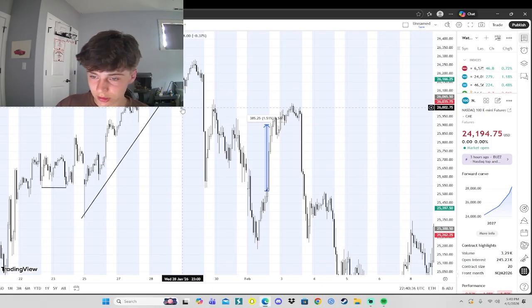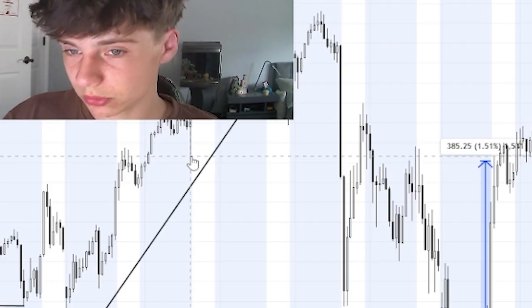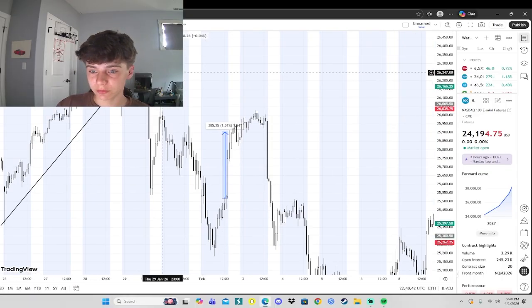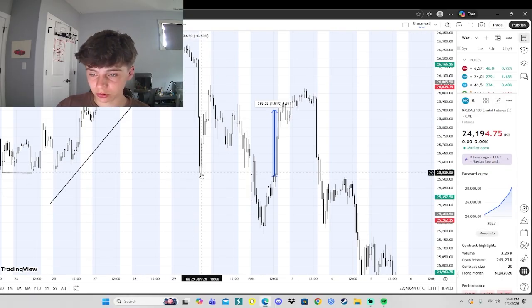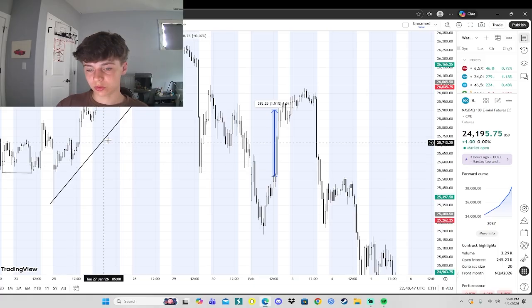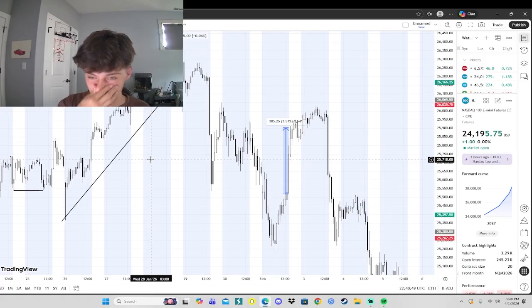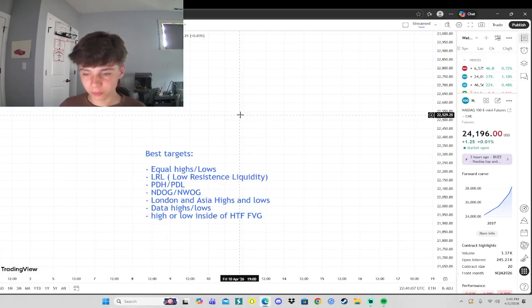Now, you can see that even this low, even though it was a much larger low, it didn't sweep this low. But after retracing a little higher, we ended up taking all those lows all the way up to here, which is why low resistance liquidity can be used as a very strong target point. Moving on, we have another very simple target.